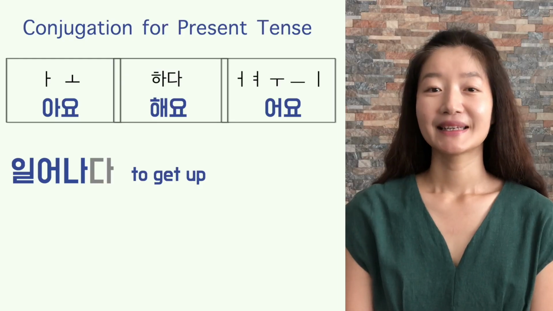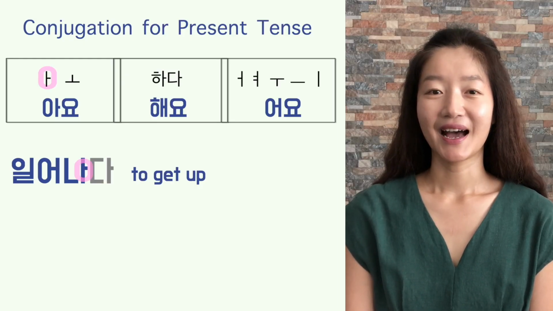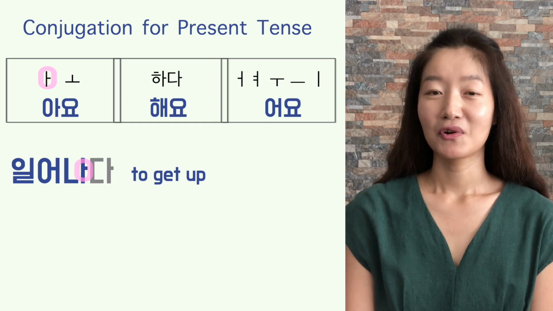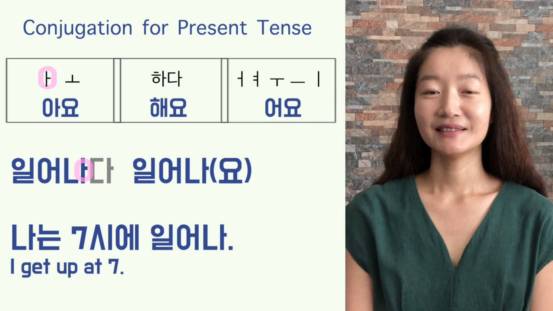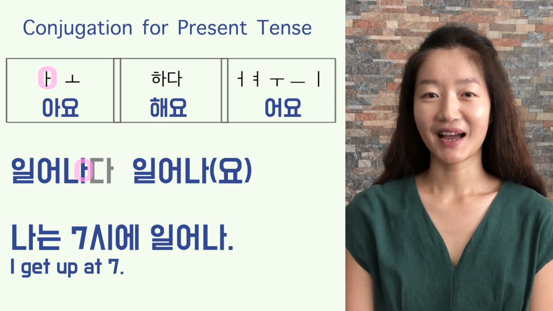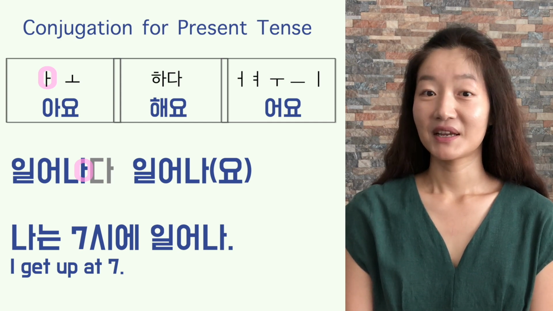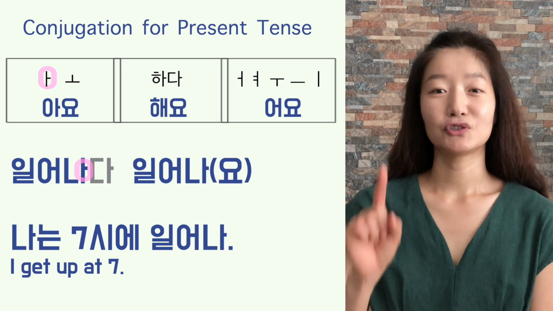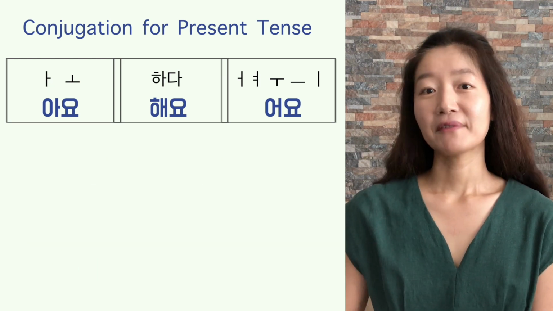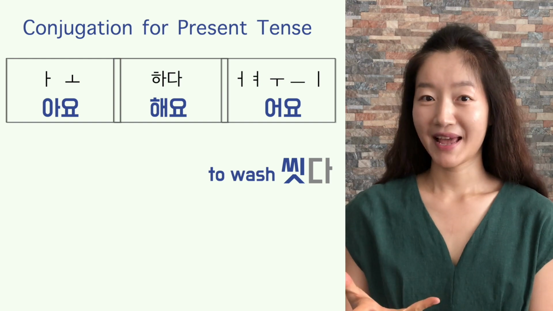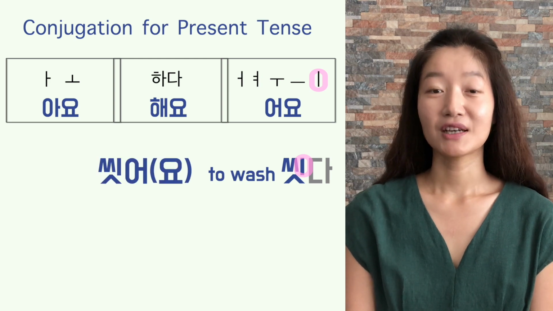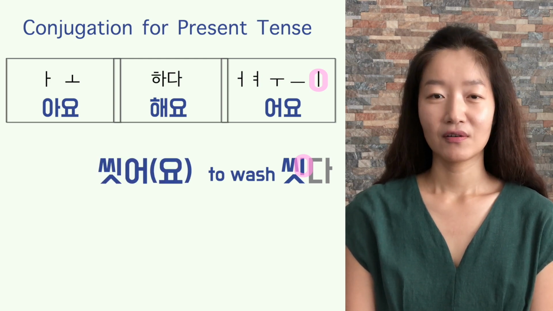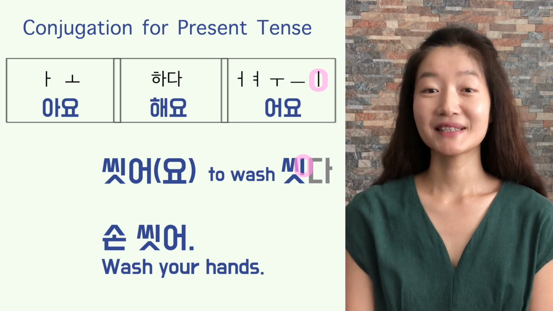To get up, 일어나다. 나 has the vowel, so we can use it as it is. 일어나, get up. 나는 7시에 일어나. I get up at 7. Make it casual polite, always add 요. 일어나요. So after getting up, you need to wash your hands. So, 씻다, to wash. 씻 has the vowel, so we add 어. 씻어, wash your hands. 손 씻어.